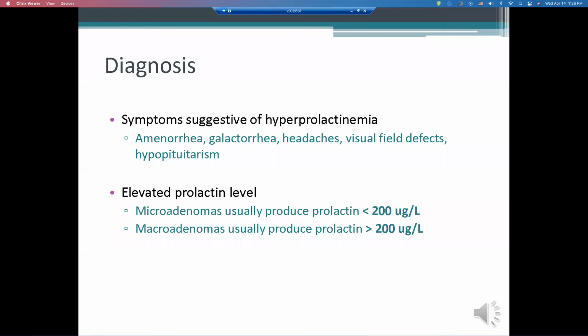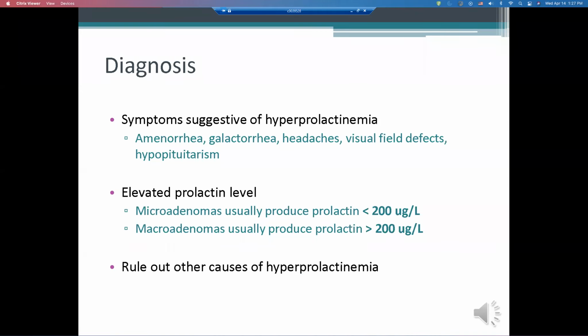It's called stalk effect. When you compress the stalk of the pituitary, the inhibitory signal that inhibits prolactin production from the lactotrophs is interrupted. And where does this inhibitory signal come from? It comes from the hypothalamus. So dopamine comes through the stalk to the anterior pituitary and applies brakes on prolactin production. This is how prolactin usually is controlled, by dopamine inhibition. Now, if you have interruption of dopamine inhibition, you will have release of prolactin. And this can be seen, as I said, in non-prolactinomas when they're big enough to compress the pituitary stalk.